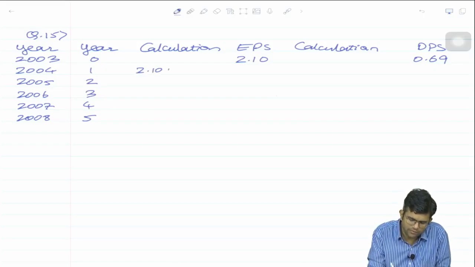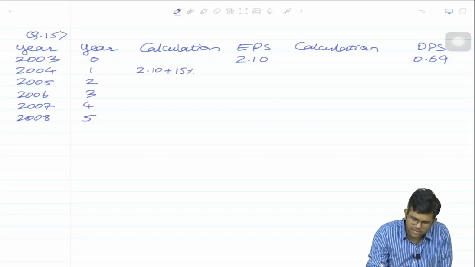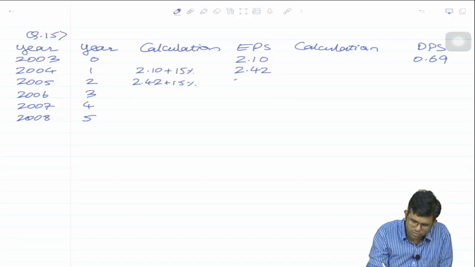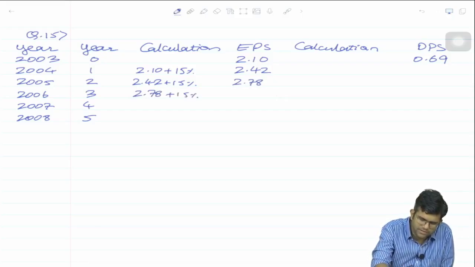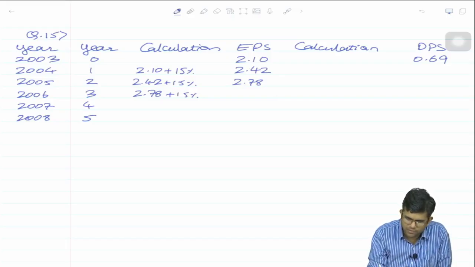So 2.1 plus 15%. I will take 2.42 here. Then I will do 2.42 plus 15%. This is 2.78. Then 2.78 plus 15%. And that comes to 3.20.